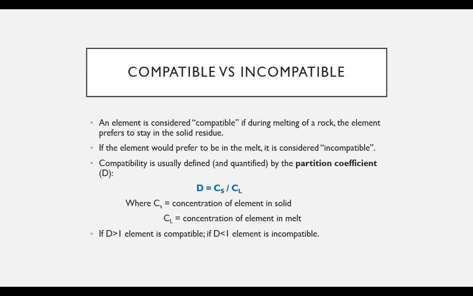So that's just a ratio of how likely it is to move into the fluid versus staying in the solid. So you have different partition coefficients depending on the elements you're looking at. Some might have a very low number, some might have a very high number. So if it's greater than 1, it likes to be in the fluid. If it's less than 1, it's compatible with the solid.